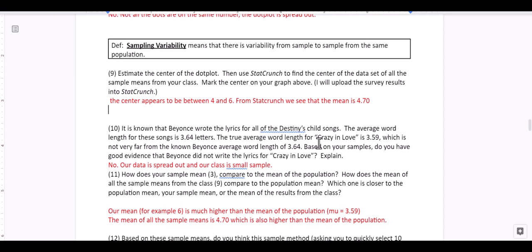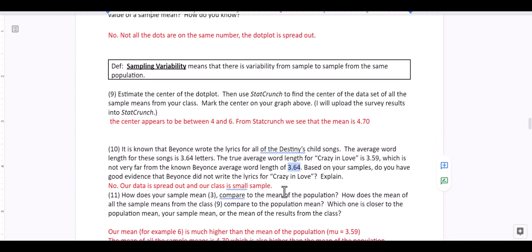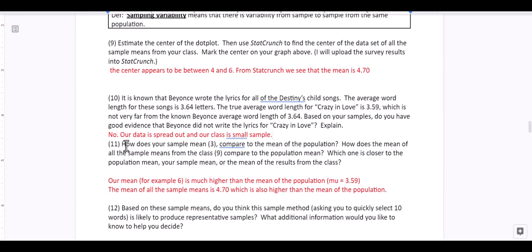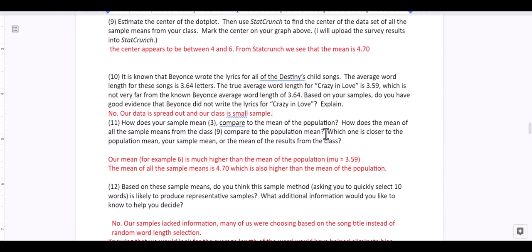So based on your samples, do you have good evidence that Beyonce did not write the lyrics for Crazy in Love? Explain. We can say no, right? Our data is pretty spread out and our class is a small sample. Also, our sample mean was 4.70, which varies greatly from the 3.64. I guess that was the next question: how does your sample mean compare to the mean of the population?